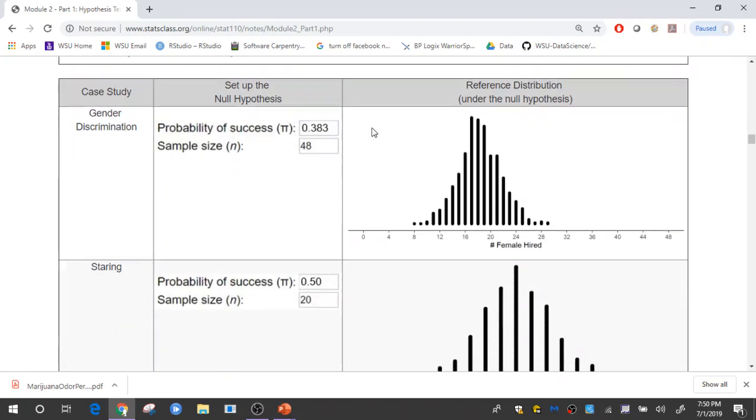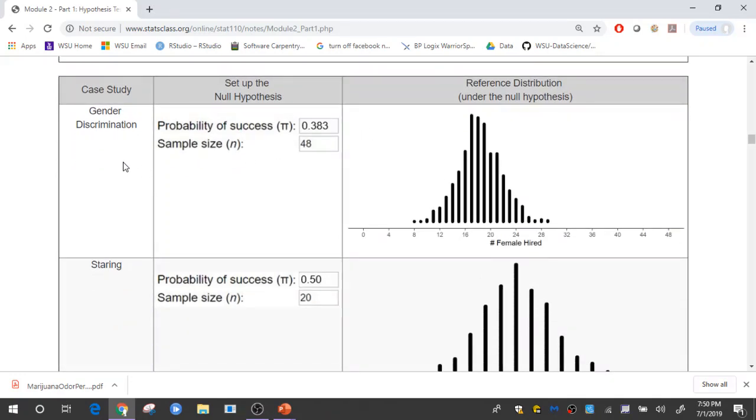So the reference distributions are simply the distributions that we get from our simulation models.